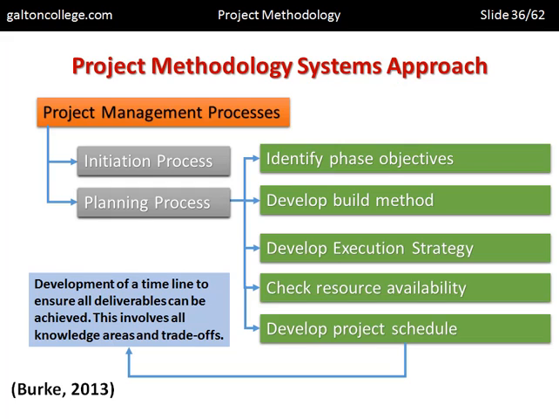Develop a project schedule. Development of a timeline to ensure all deliverables can be achieved. This involves all knowledge areas and trade-offs. So try to be as precise and as accurate as possible in looking at the project schedule. Perhaps start with a good Gantt chart, but develop it so that feedbacks and disruption and surprises, in the sense that something fails or something didn't work the way it was anticipated, can be handled, can be dealt with, and can be integrated into the project in a way that enables the project to continue, even if such eventualities arise.